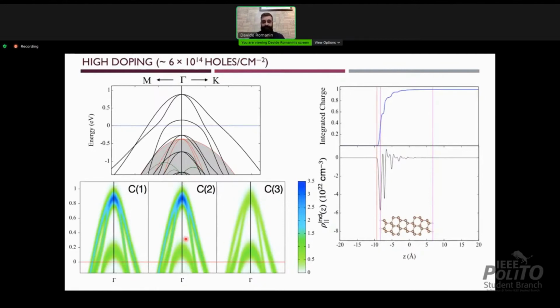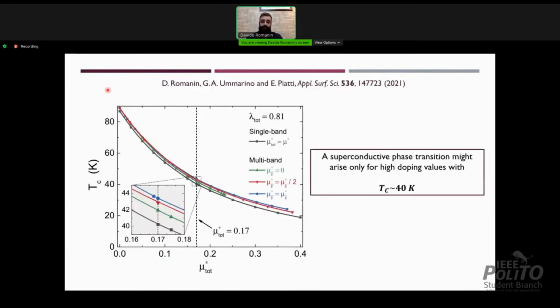However, a superconductive phase transition couldn't be located for low and medium dopings, but only for high dopings. Indeed, what we predicted was that at high dopings, the system could achieve a critical temperature of 40 Kelvin. However, what's the problem? This could not be seen experimentally. Indeed, up to now, the technique that we have allows us to probe the low and medium doping regime. So maybe in the future, it will be possible also to probe the high doping regime and to see if actually we could achieve 40 Kelvin of superconductive phase transition.